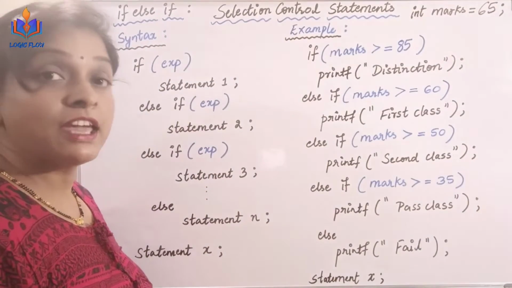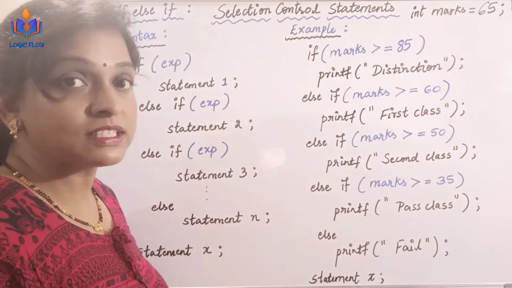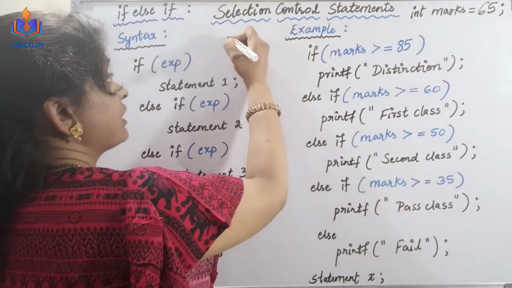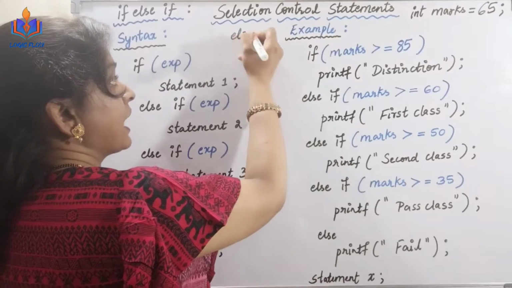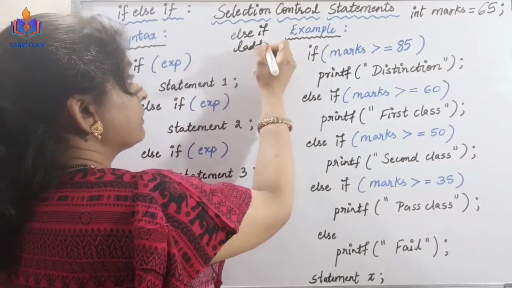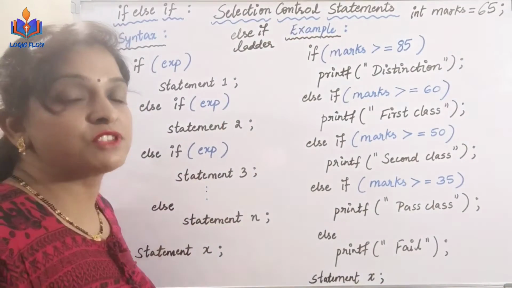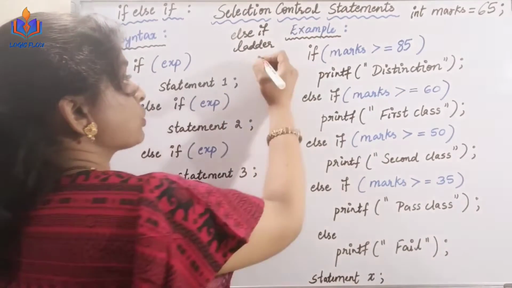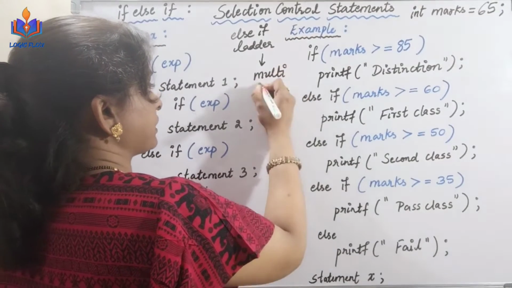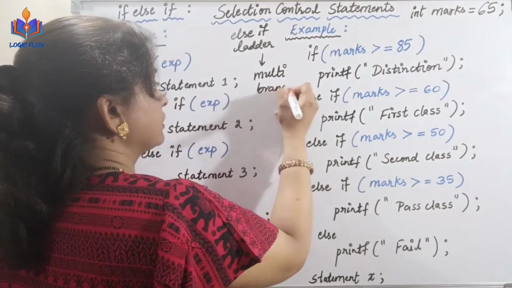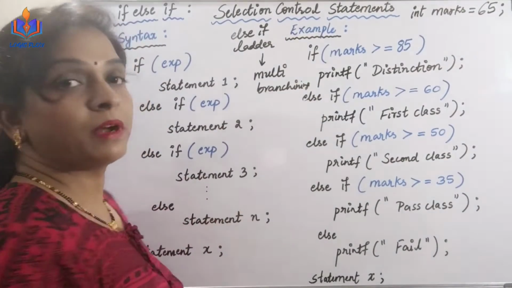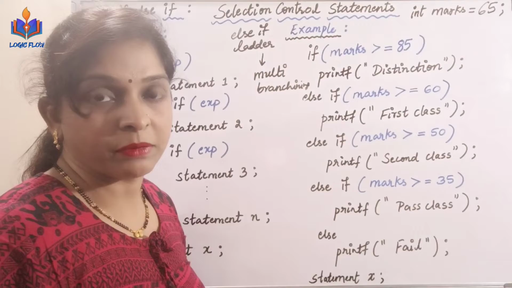If-else-if. We also call this an else-if ladder, because we build a ladder of else-if statements. And it is also called a multi-branching statement.